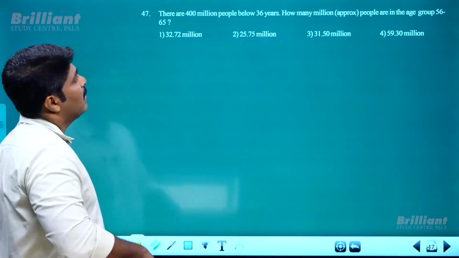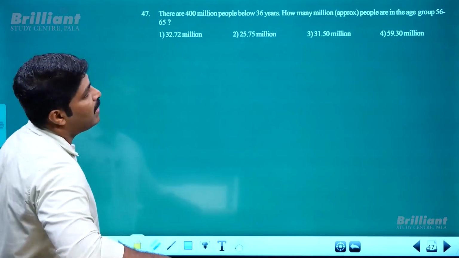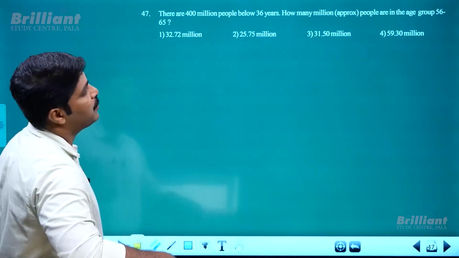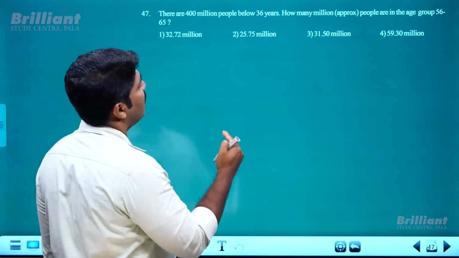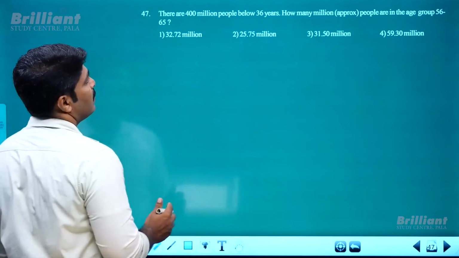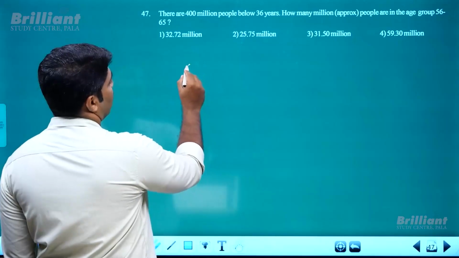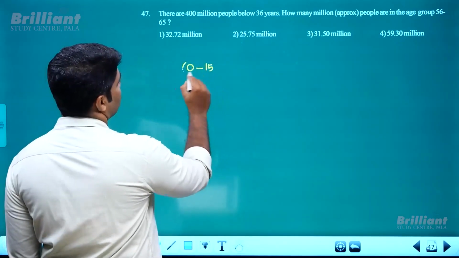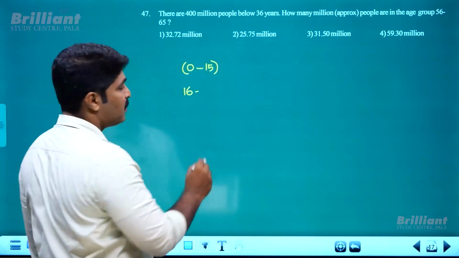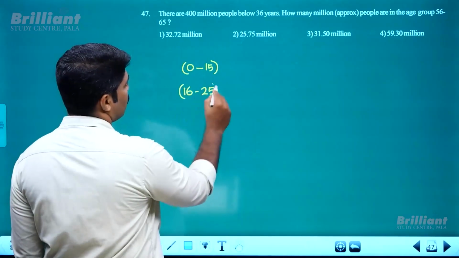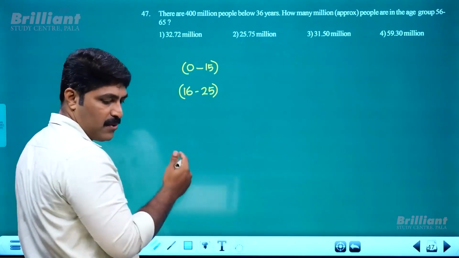So the next one: there are 400 million people below 36 years. How many million approximately people are in the age group of 56 to 65? So here we have 400 million people below 36 years. Below 36 years, in the sense we have to consider the different groups there. What are the different groups? The 0 to 15 group is there, and the next group, that is 16 to 25. That's from the basic data. You just look at the basic data. Here we don't have the basic data in this slide, that's why we have to consider it separately.